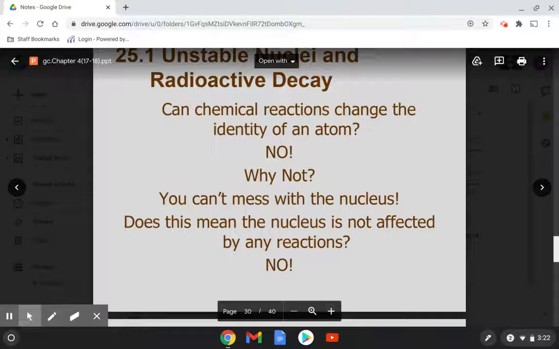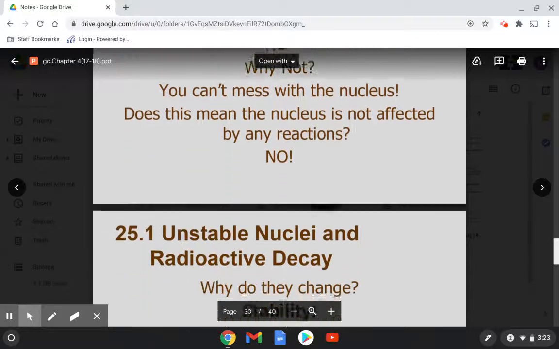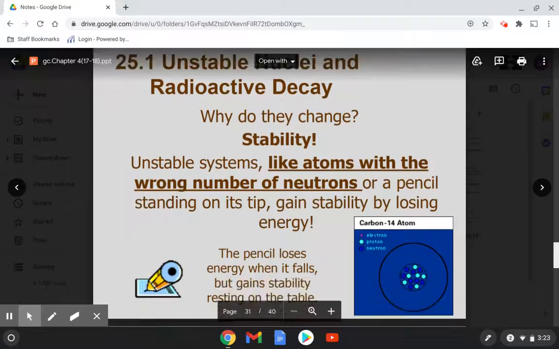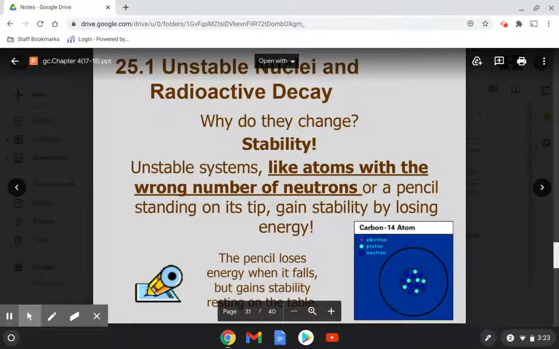Because we have that atomic number. But what we see is that the number of neutrons could change, and through radioactive decay, that's how we see it change. They change because atoms are trying to be stable. Just like with compounds, they want to be stable. They don't want to be unstable.